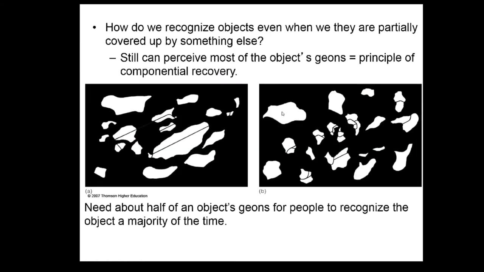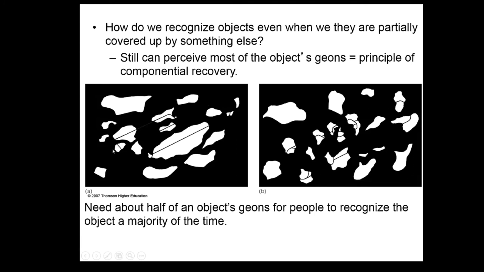Now, one question is, how do we recognize objects even when they are partially covered up by something else? And it turns out that we can still perceive most objects if we can see most of the geons. And that's the principle of recoverability. So as long as most of the geons are visible, we will be able to recognize the object. So here we have 2 examples. On the left and on the right, there's an object.